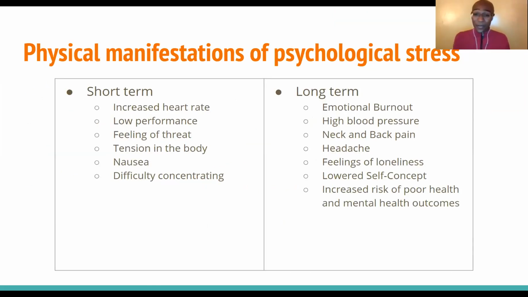And here's just some examples, not an exhaustive list. Increased heart rate short term, low performance, because you're thinking constantly about this thing. Tension in the body, difficulty concentrating, long-term emotional burnout, high blood pressure, constant stress increases your blood pressure, neck and back pain, lowers self-concept. So these are important, which I think is why everyone's here. We want to do something to make sure that we reduce the chances of this happening for the people of color on our campus, and the people who, in terms of broader microaggressions, are in positions in society that are lower privileged.